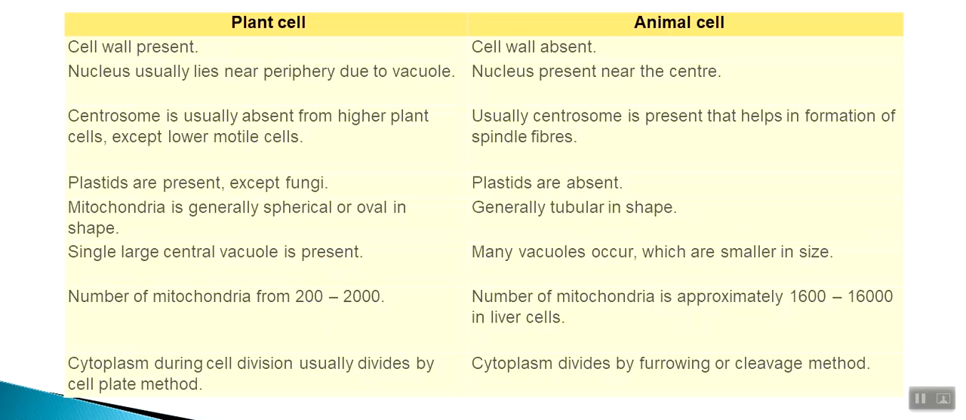In animal cell, cell wall is absent. Nucleus present near the center. Usually, centrosome is present that helps in formation of spindle fibers. Plastids are absent. Mitochondria is generally tubular. Many vacuoles occur which are smaller in size. Number of mitochondria is approximately 1600 to 16,000 in liver cells, and cytoplasm divides by furrowing or cleavage method.